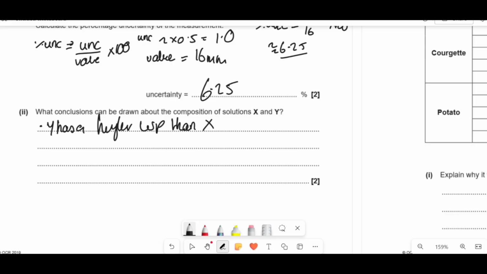So you have to make a comparative statement. You can't just say solution Y has high water potential. It has to be higher. And also as well as that, you can't really say hypertonic, hypotonic. That doesn't show a comparative statement. What they want is that it has a higher water potential than X, so water enters X via osmosis.